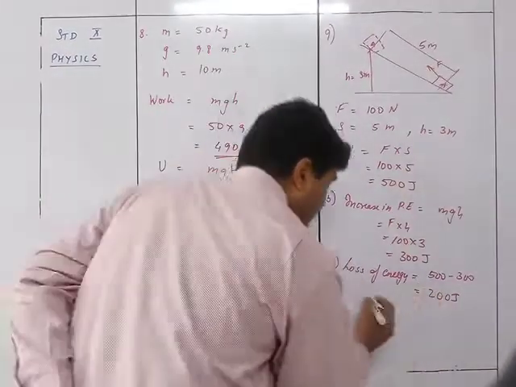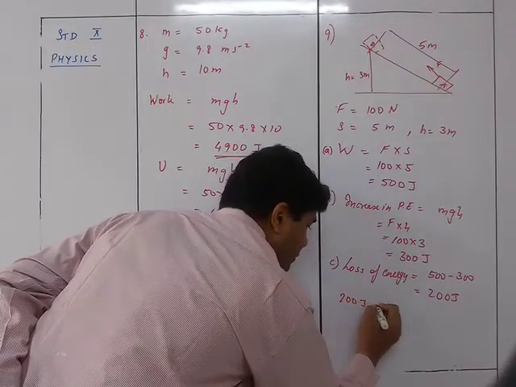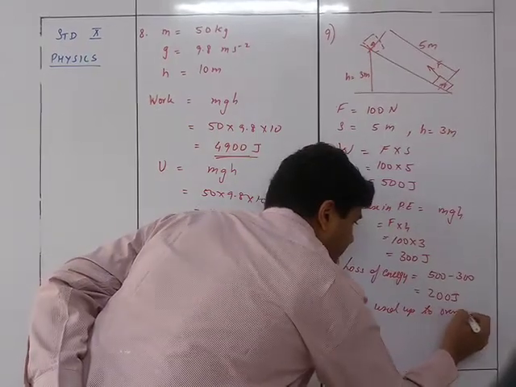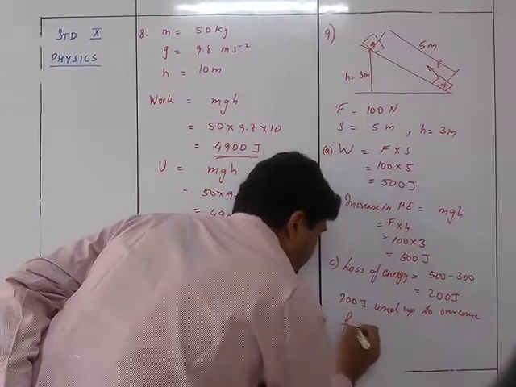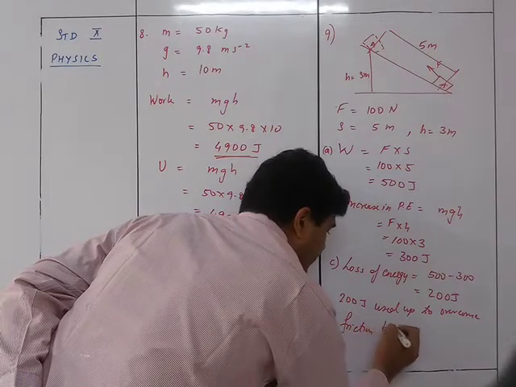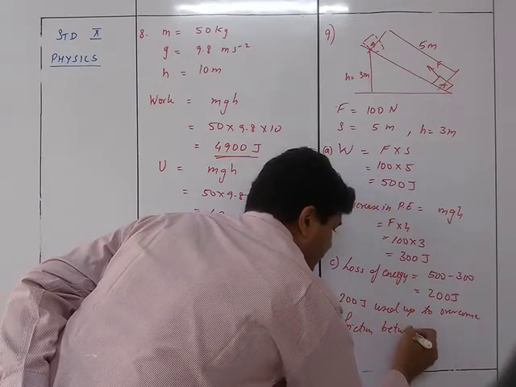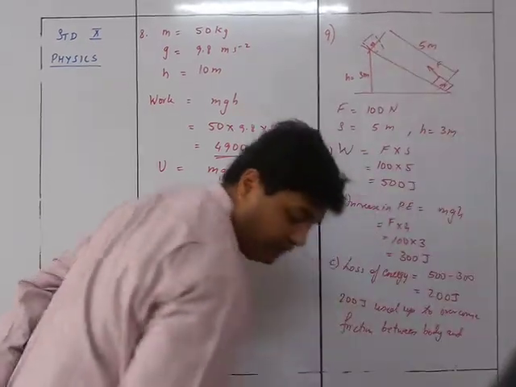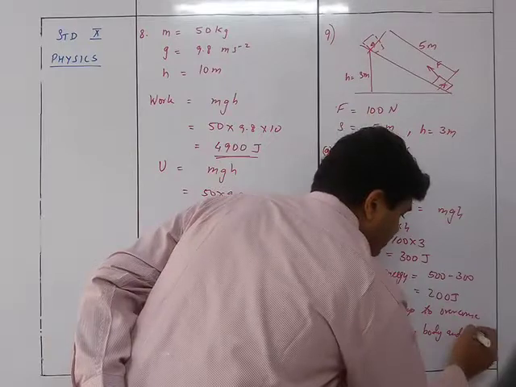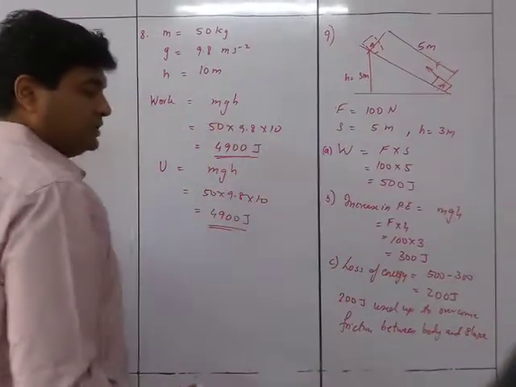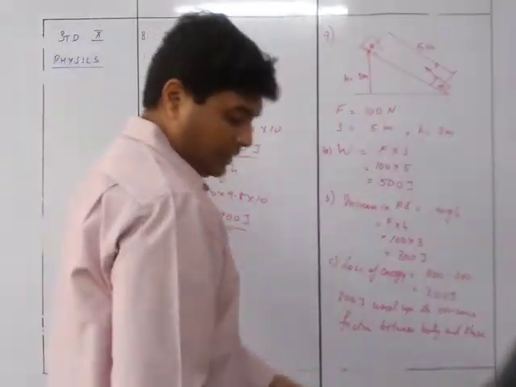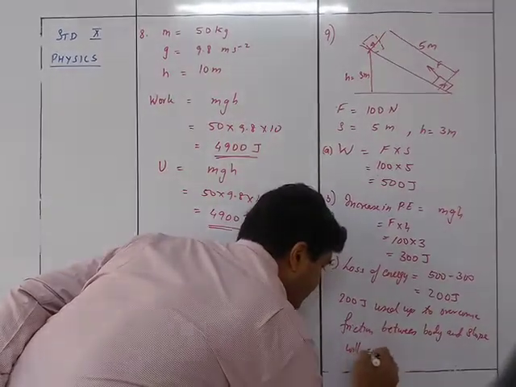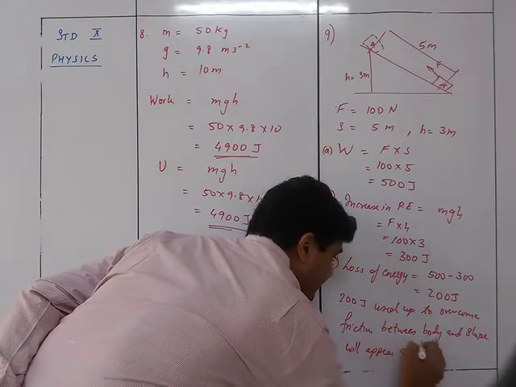So that's why I say this 200 joule is used up to overcome friction between the body and the slope. Okay, so this is what, and which will be converted, or it will appear as heat energy.